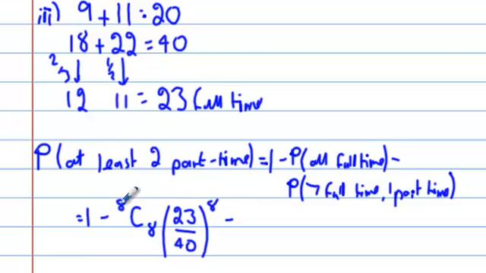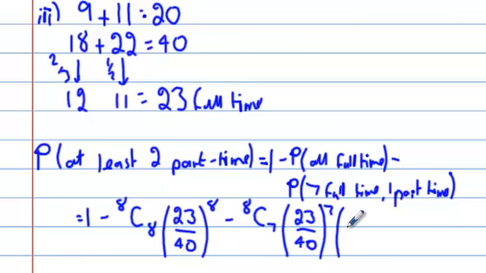Obviously 8C8 reduces to 1, but I'm putting it in there so you can compare it to the formulas that you'll have seen elsewhere. And I want to choose from 8 people to have 7 full-timers. The probability of a full-time person is 23 out of 40. And I'm having 7 of them, and I must put that with 1 person not being full-time, which is 17 over 40, and that will be to the power 1.